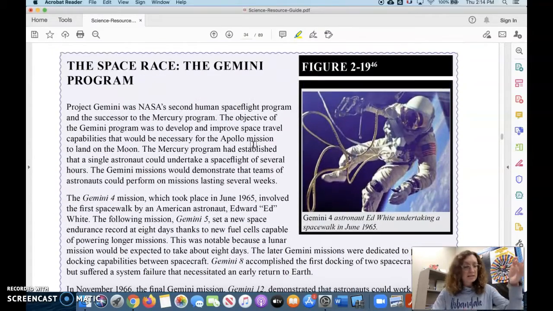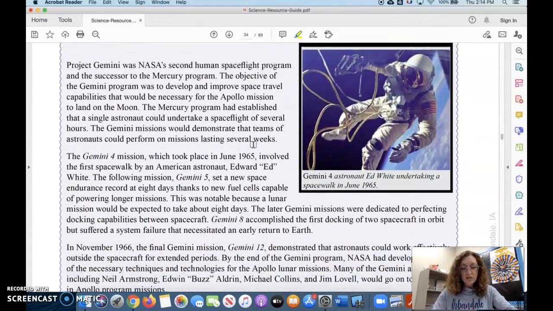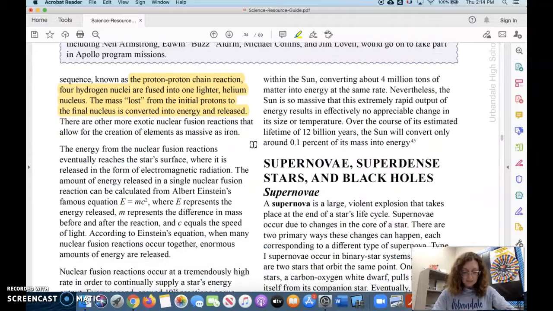More about the space race here. We have Gemini, the Gemini program.